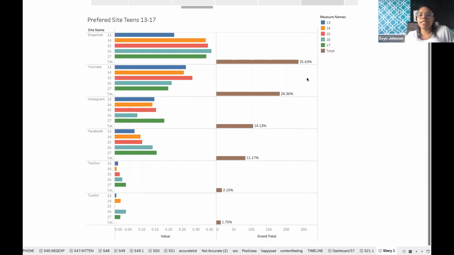Here's the type of sites that the teenagers, this is from one of the Pew Research studies I did, teenagers 13 through 17 really enjoyed using. You can see the top site used by them is Snapchat, and I do know that to be accurate because my 16-year-old cousin told me that I was old because I didn't use Snapchat anymore. So, apparently it's really popular with the teenagers.